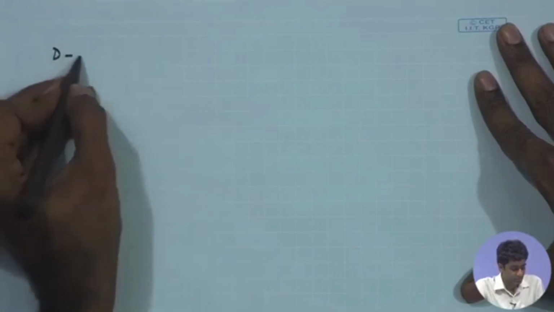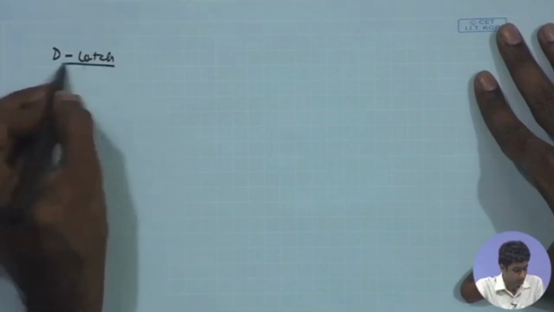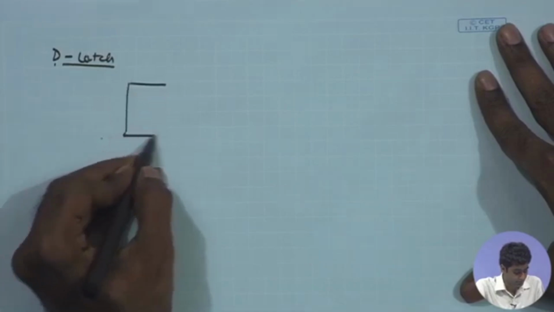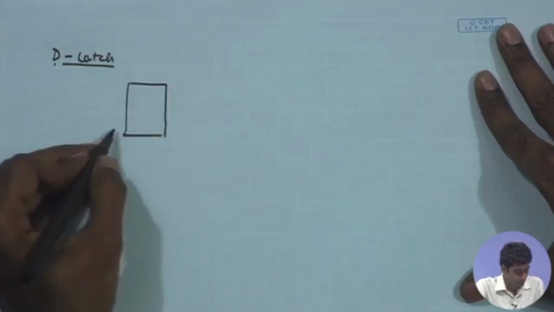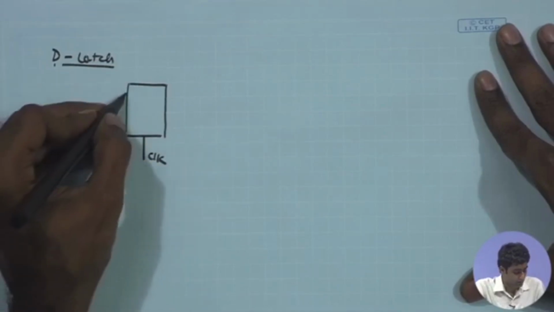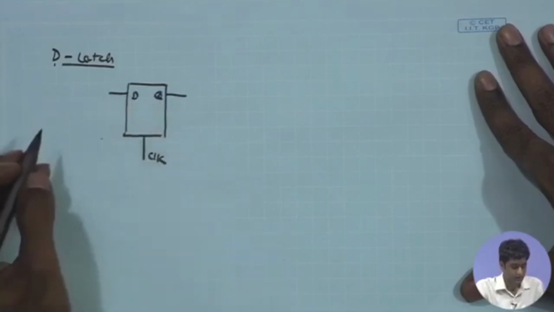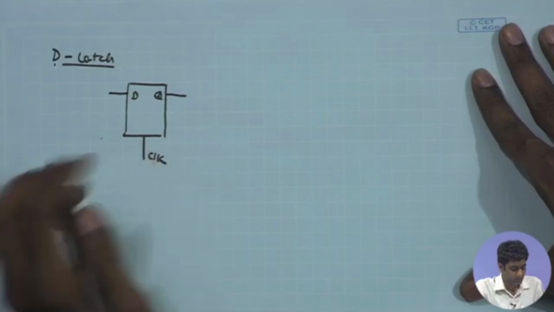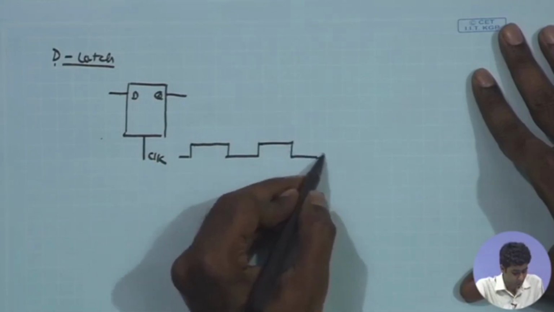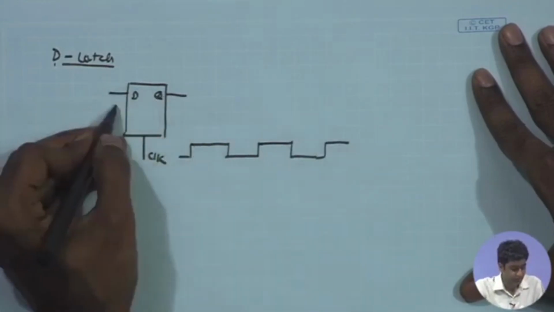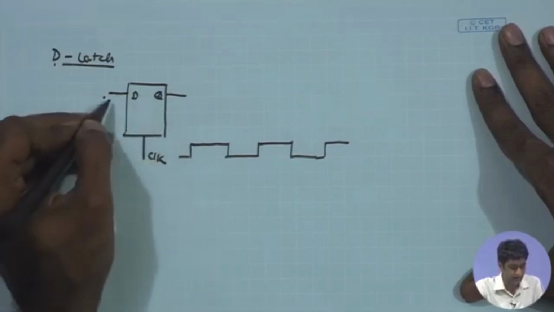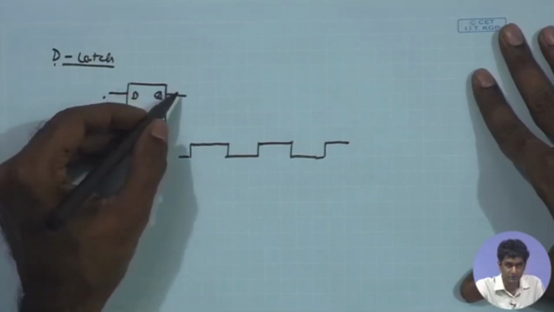One of the common latch topologies can be identified as the D latch, or the data latch, which is driven by a clock, and you have the D input and the Q output. Here the functionality is that when the clock is high, the latch is transparent. So during the high phase of the clock, the latch is transparent. That means whatever data is available at the D input, the same data will be transferred to the Q output.